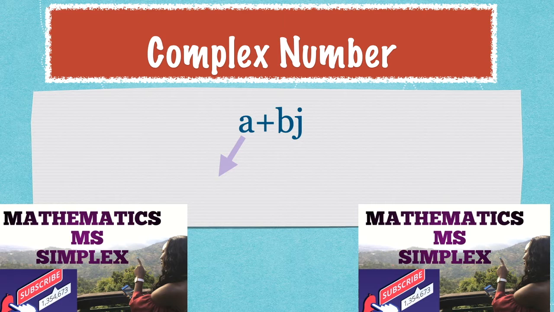We'll be looking at the Cartesian form of the complex number, where we have a, which is the real, and b, which is the imaginary. Let's look at this example.